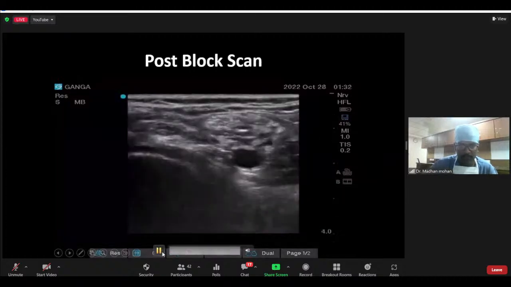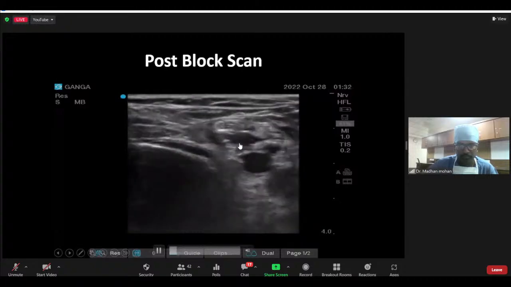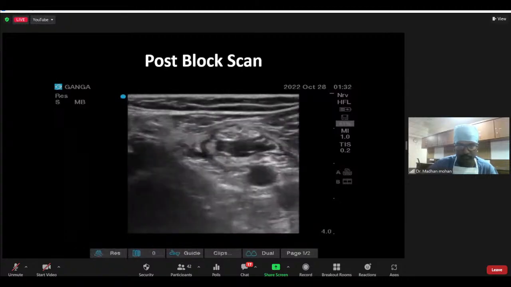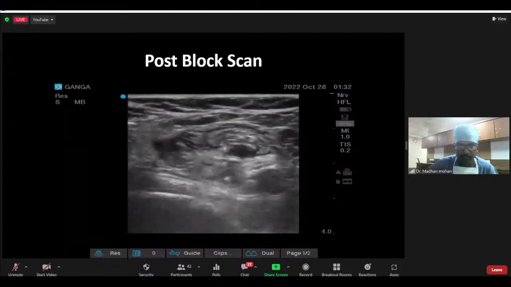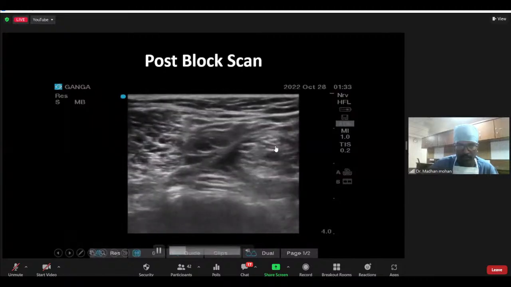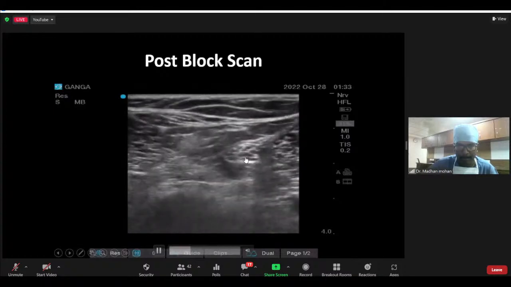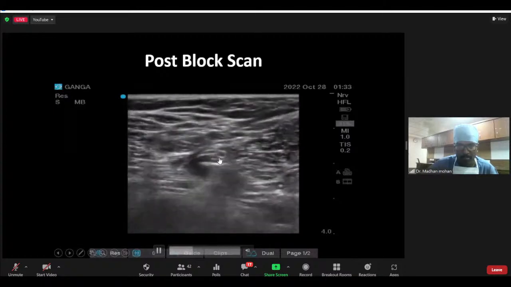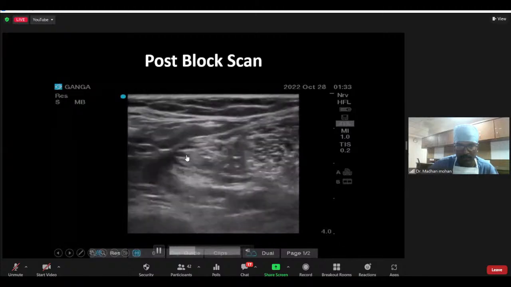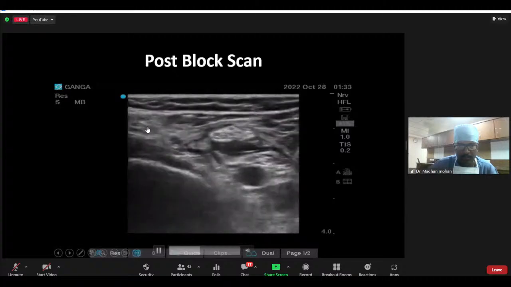Yeah, this again a post-block scan video. You can see the common peroneal nerve. From distal, I'm scanning proximally. You can see the sciatic nerve surrounded by the local anesthetic. And the nerve is divided now.